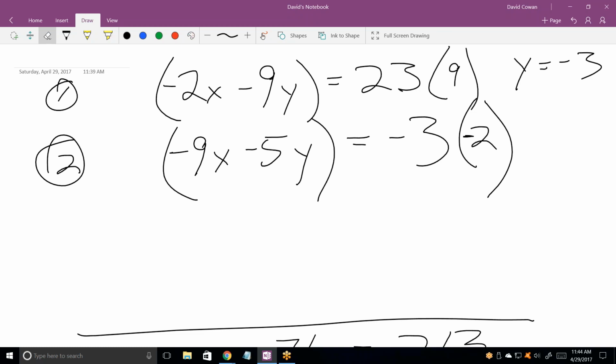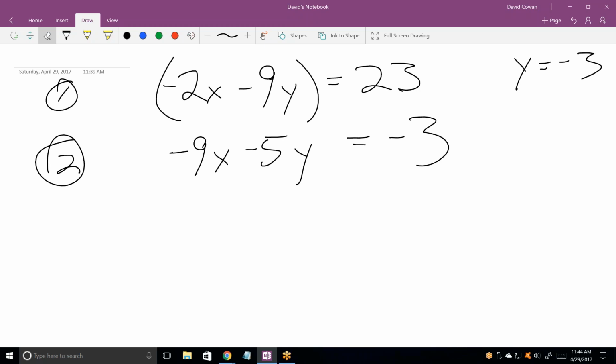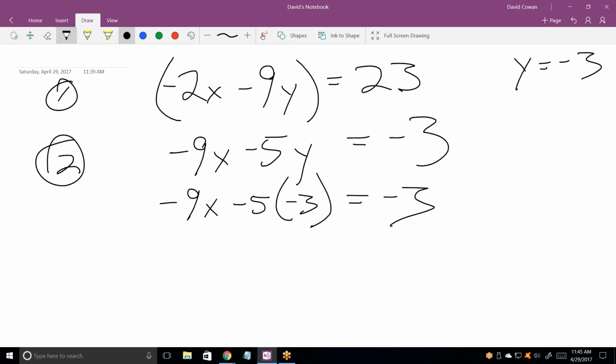Pick the simplest one you can find, and you're right. Number 2 has the smallest numbers. That's usually the simplest one. So I get minus 9x minus 5 times minus 3, and this is the way you want to do it, always. Just substitute before you try to simplify. Wait, why was it minus 3? Well, because that's what y came out to be. Remember? Oh, right, because 71 was negative. Right. Okay. So the very first step should always be that, nothing beyond that.